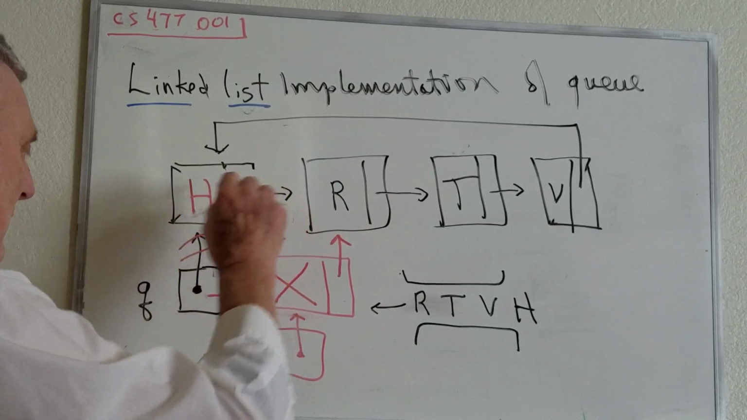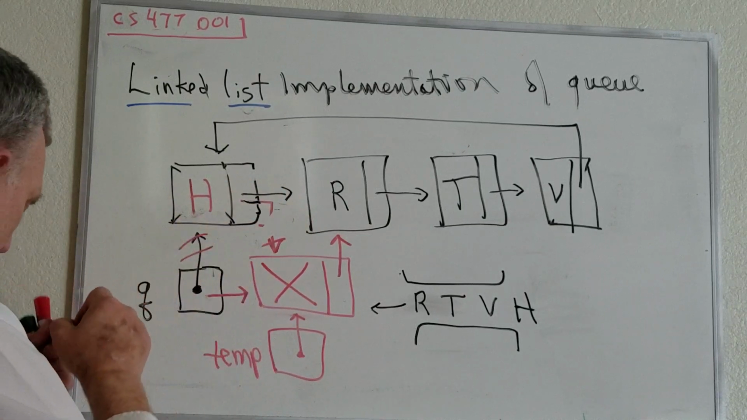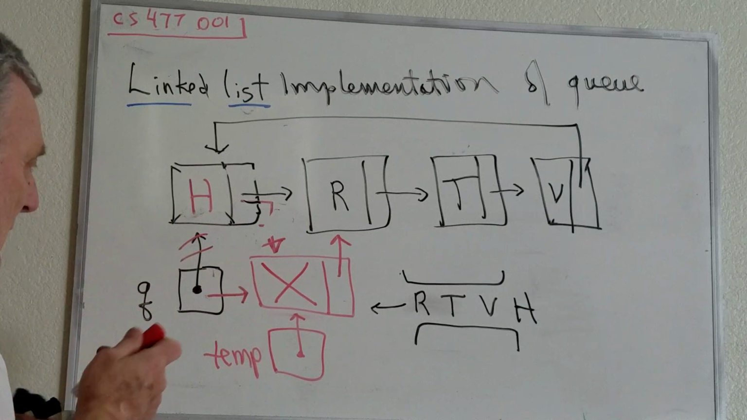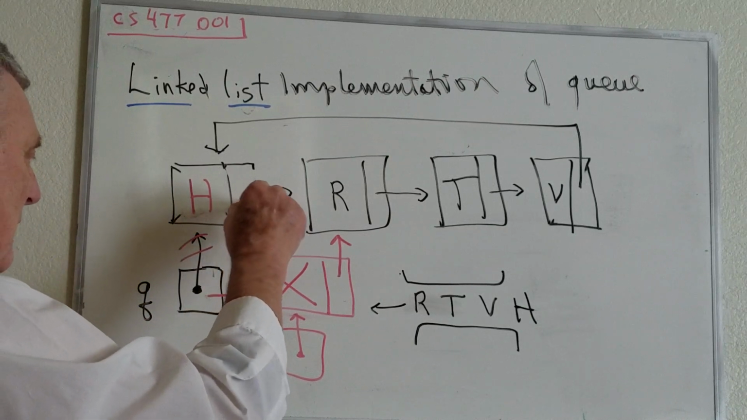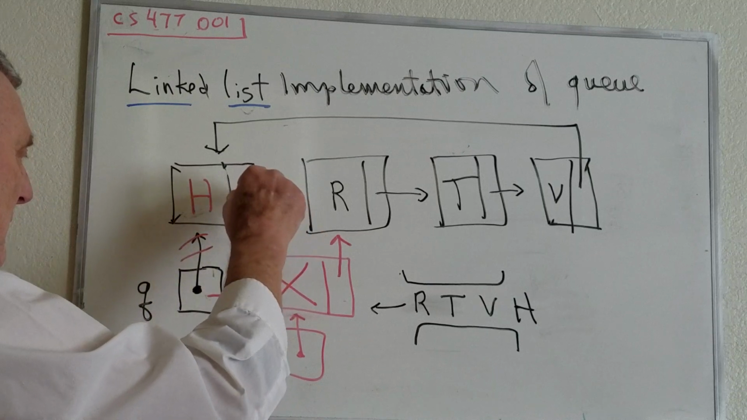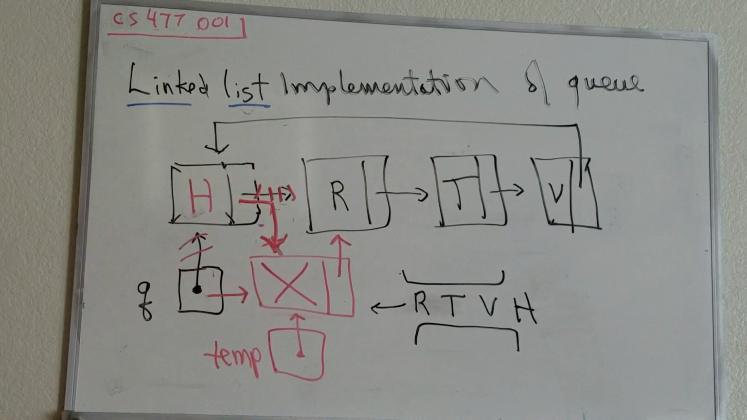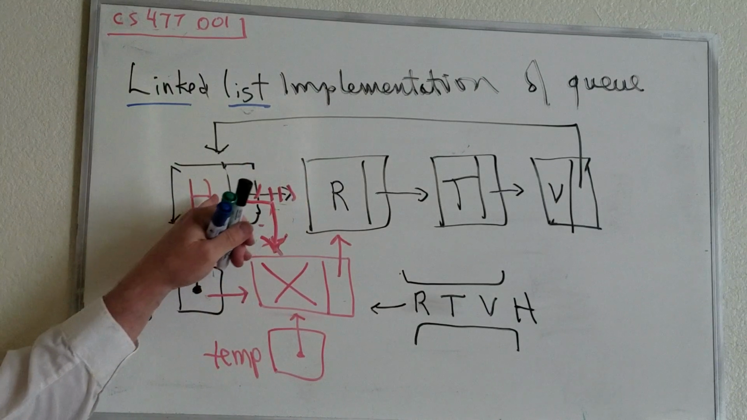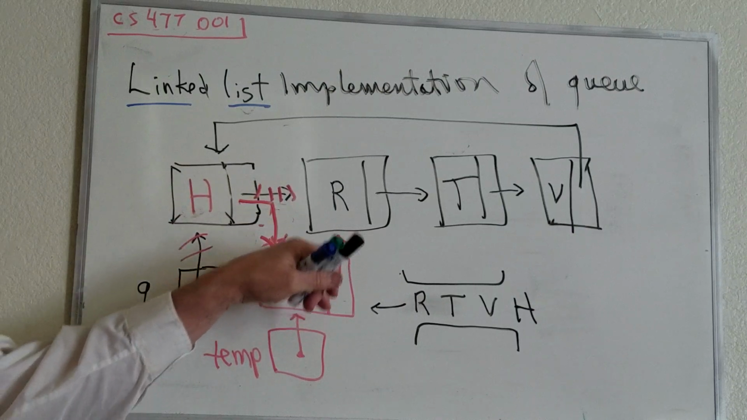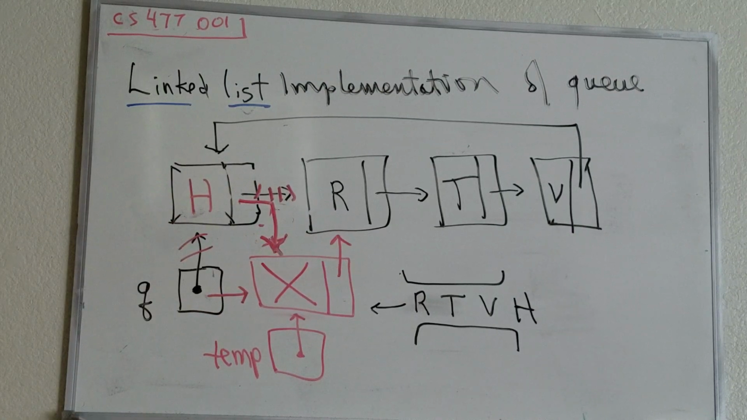Oh, I made a mistake there. This one is the one that's eliminated here. This points to the dummy, and this link is eliminated there. So the rear item now points to the dummy, and the dummy points to the front item.